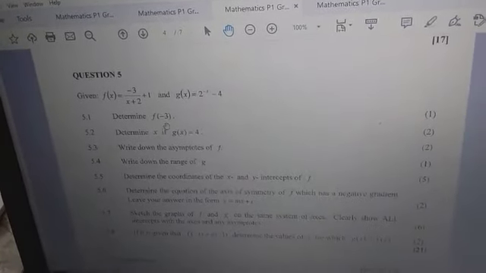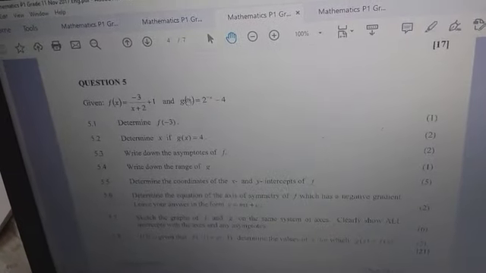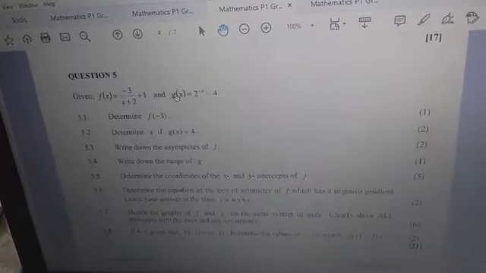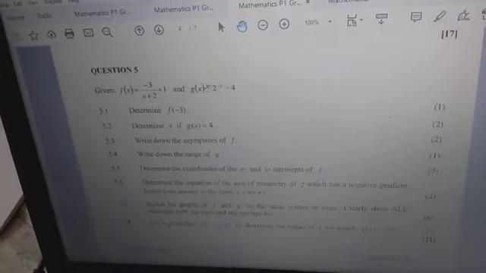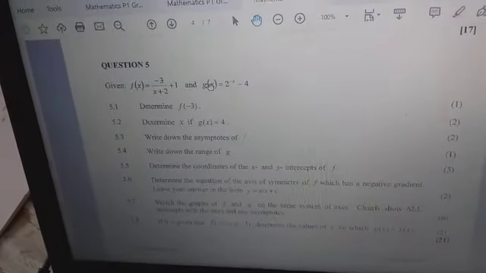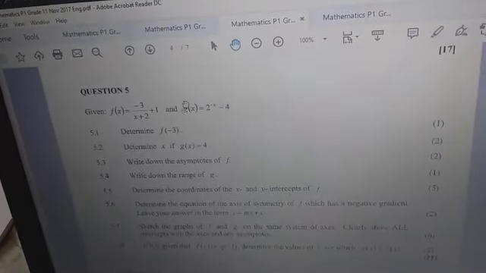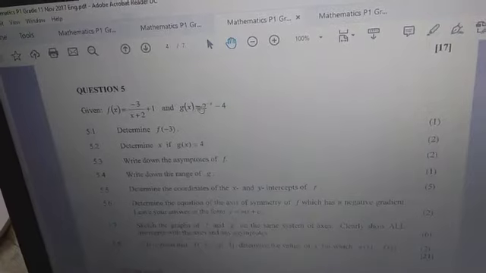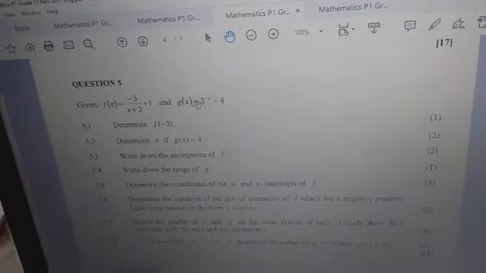5.2, determine x if g of x is equal to 4, meaning this part should be equal to 4 before you determine your x. That means if here we have 4, we have to take this 4 to this side. So we'll have 4 plus 4, which is 8, and we know that we can write 8 in exponential form, which is 2 to the power 3. So in that case the bases are the same, 2 and 2, so simply cancel 2 with 2.